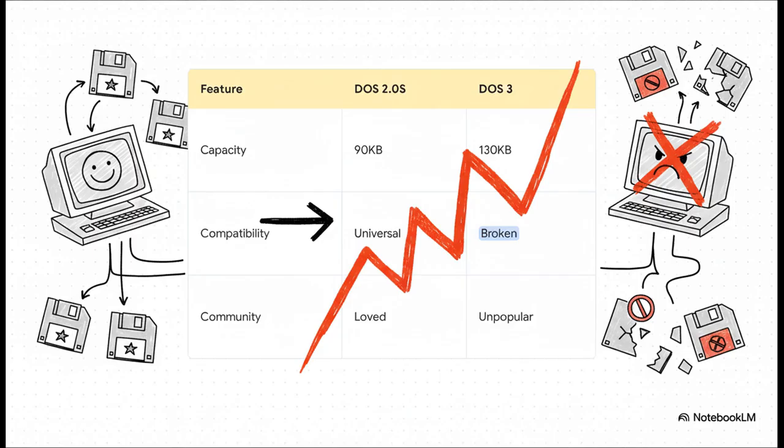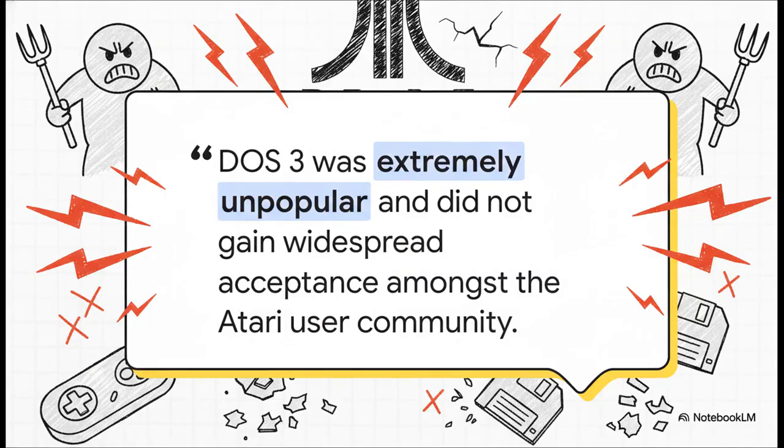Because they changed the file system, Atari made it so that the new DOS 3 disks were completely unreadable on the millions of computers out there still using the universal standard DOS 2.0. All of a sudden, you couldn't share programs with your friends. Compatibility was just broken. The backlash was, well, you can imagine. It was immediate and it was brutal.